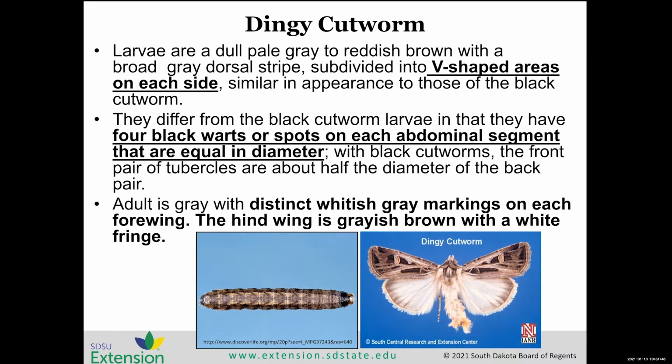The adult is pretty distinct. It is gray with distinct whitish gray markings on each forewing. The forewing is the one that's really colorful. The hind wings are, again, just white, grayish brown with white fringe.